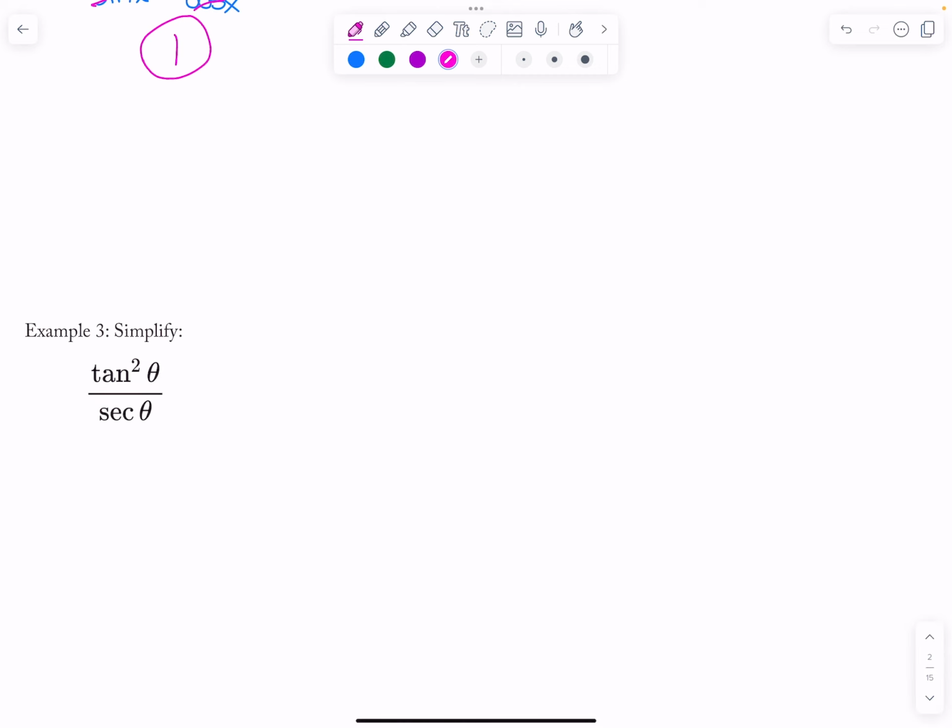Tangent squared, so that's sine squared theta over cosine squared theta, and that's over 1 over cosine of theta. And so I'm going to take this, sine squared theta over cosine squared theta, and I'm going to invert and multiply.